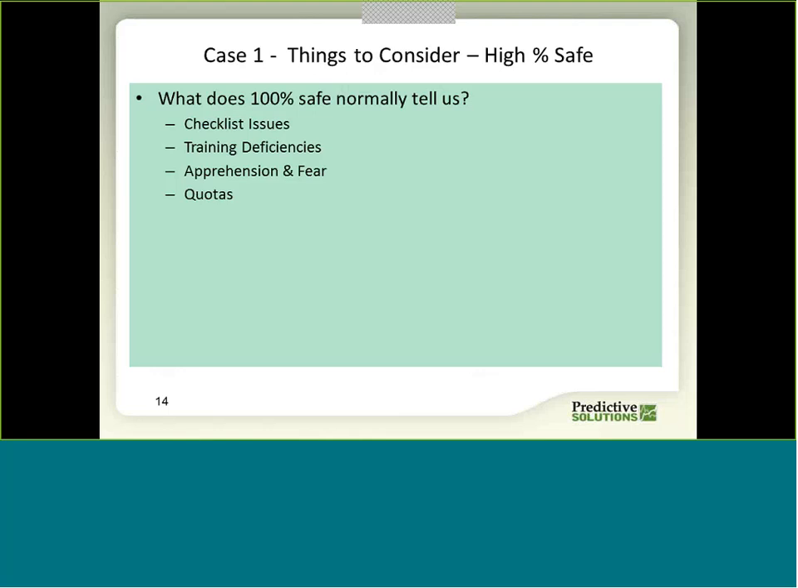Sometimes you have one of your inspectors who's supposed to do his inspection, and he pencil whips it. He picks all the categories and says, yeah, it's all safe, just to meet his quota. Part of it could be a checklist issue. Maybe the questions in your checklist are not giving you the right answers. Then there are training deficiencies, apprehension and fear. This is the common thing. So when I first, and again, this was like 12 years back.